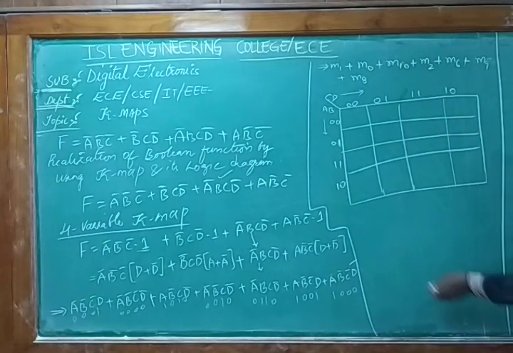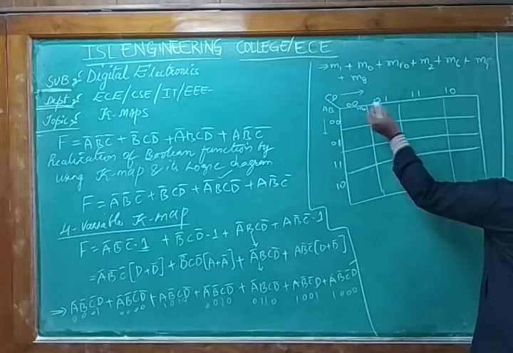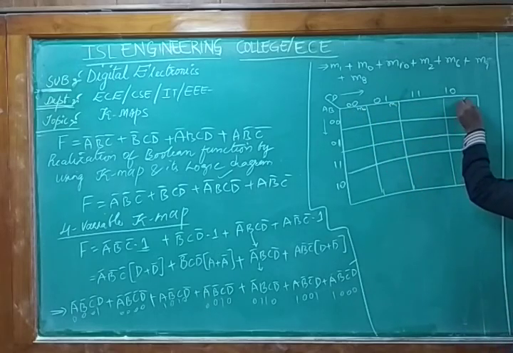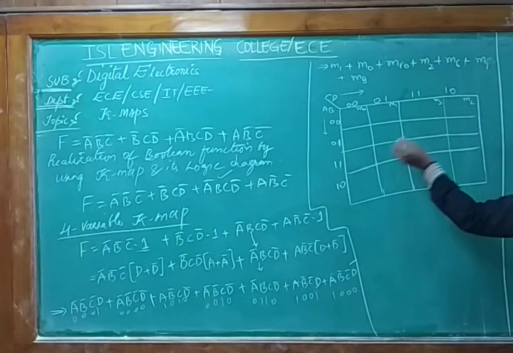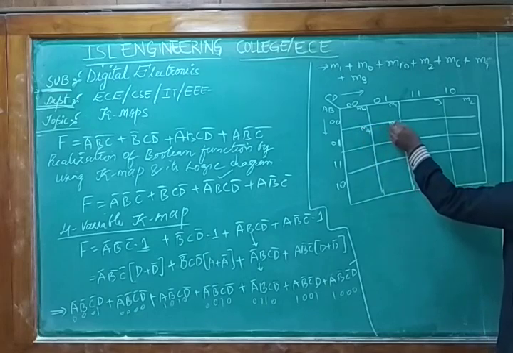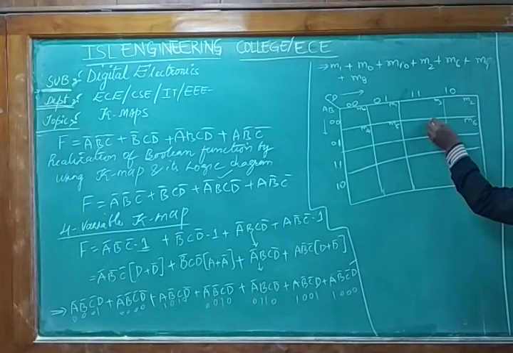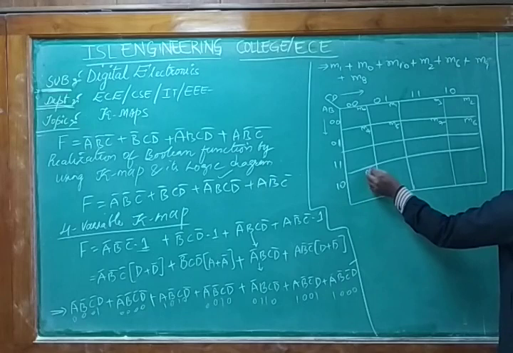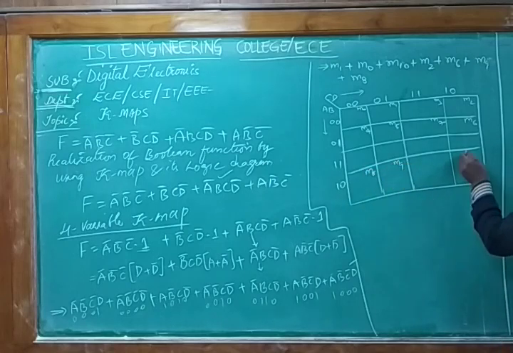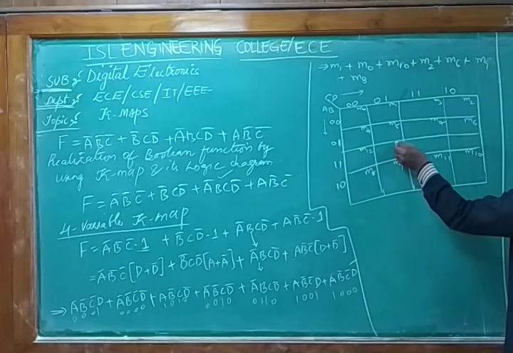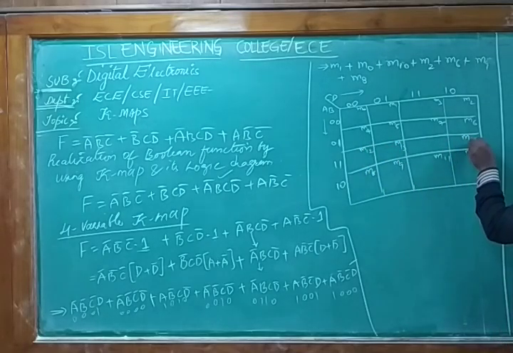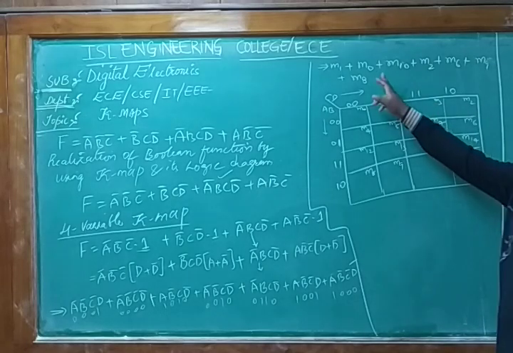Next, what is this value here? M0. Here M1, M2 and M3, M4, M5, M6, M7, M8, M9, M10 and M11, 12, 13, 14 and 15. So we have written all the min terms. What is required now? We have to write its respective min terms.